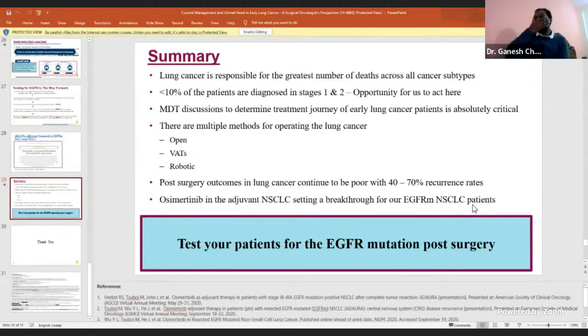For adjuvant osimertinib, like the ADAURA trial, there is a DFS advantage. And local recurrence is less. So there is a gaining of adjuvant osimertinib.